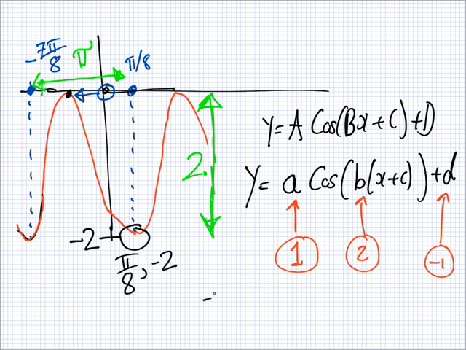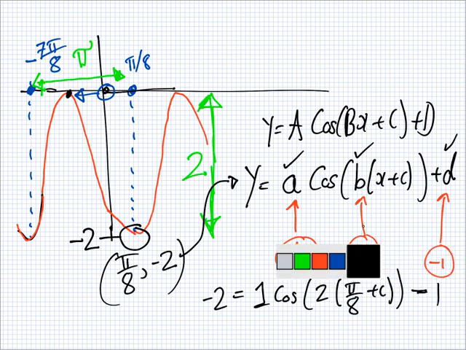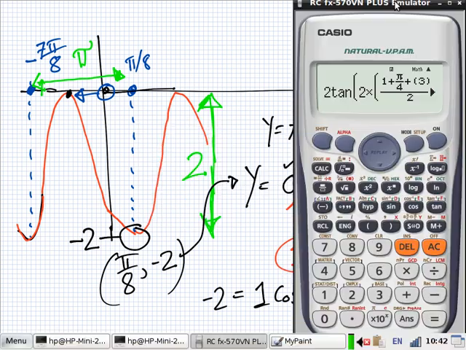So if I put in minus 2 equals 1 cos 2 x plus c, plus d, I've just subbed in this point. And we know the A, we know the B, and we know the D. We're solving for C. So I have my calculator. Let's get this here.